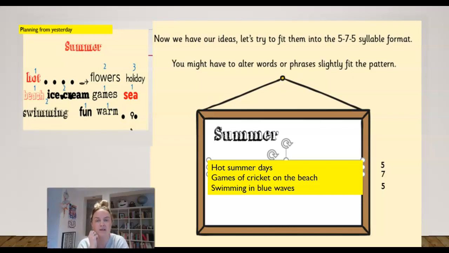If you're still going and you haven't written that down yet, then you can just pause the video and write that down and then press play again.